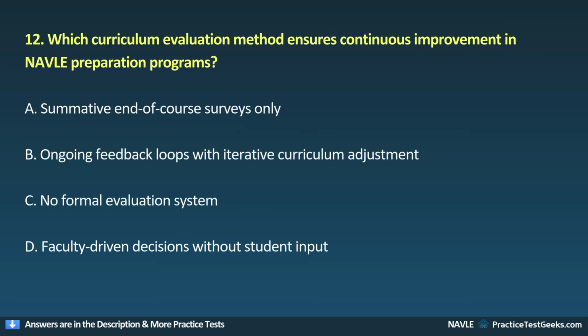12. Which curriculum evaluation method ensures continuous improvement in NAVLE preparation programs? A. Summative end-of-course surveys only. B. Ongoing feedback loops with iterative curriculum adjustment. C. No formal evaluation system. D. Faculty-driven decisions without student input.